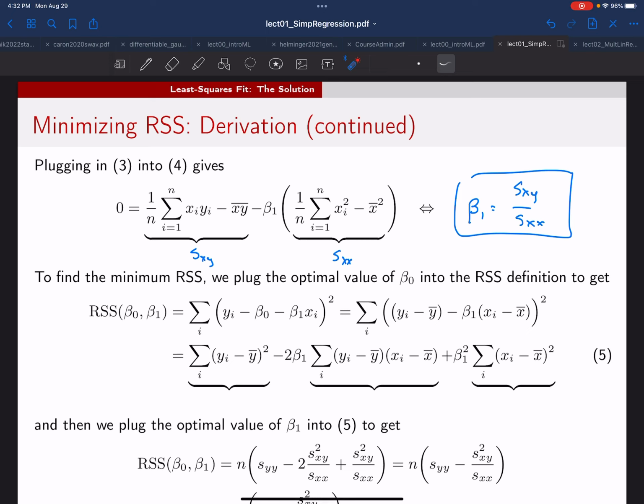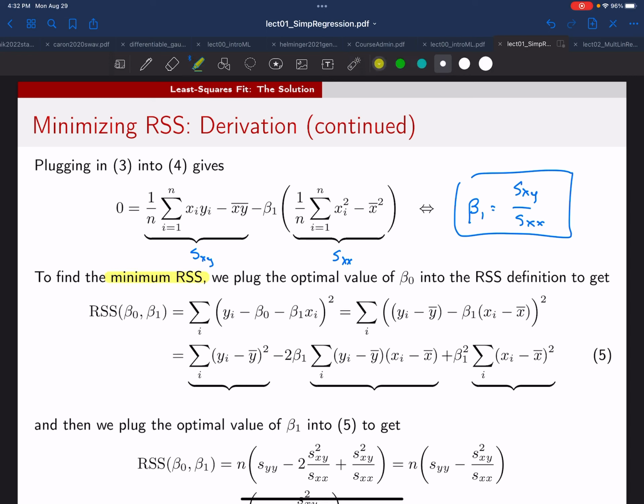But there's one other thing we would like to know. We'd like to know what the minimum error is, because this tells us how good our fit is. In addition to figuring out what the optimal betas are, we want to know, did we solve the problem or not really? Do we have a good predictor or not really? So to figure out whether we have a good predictor or not, let's look at the minimum value of the RSS.